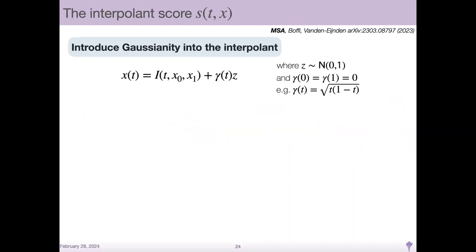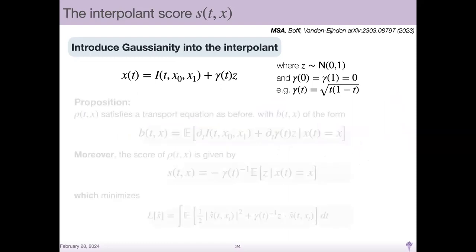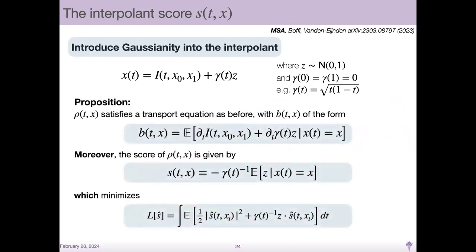It involves just taking the interpolant we had and appending another Gaussian latent variable that's independent of the two margins that we care about. You take this interpolant, and you add a Gaussianity to it basically everywhere between 0 and 1, such that this disappears at the endpoints under some mild conditions. And then you can proceed through the exact same procedure that we had before.